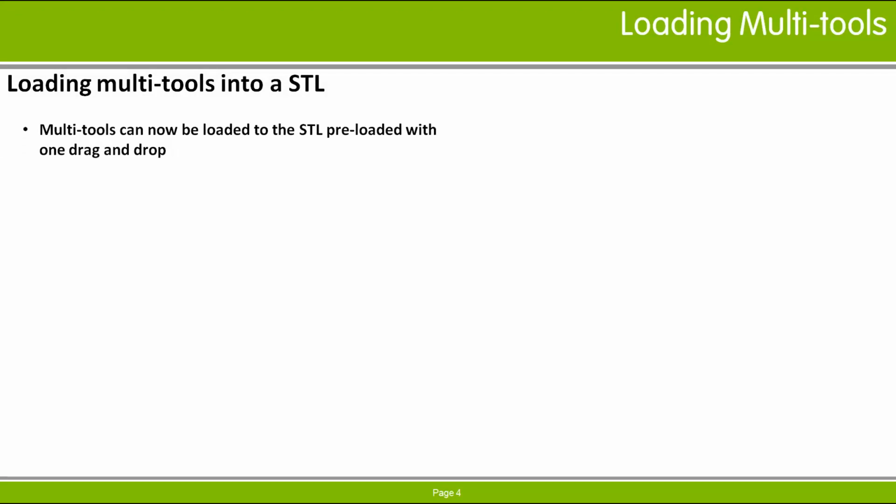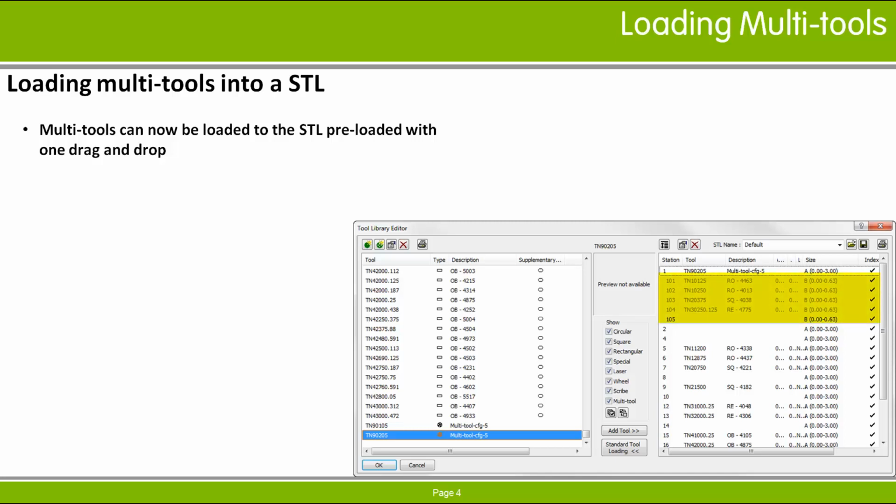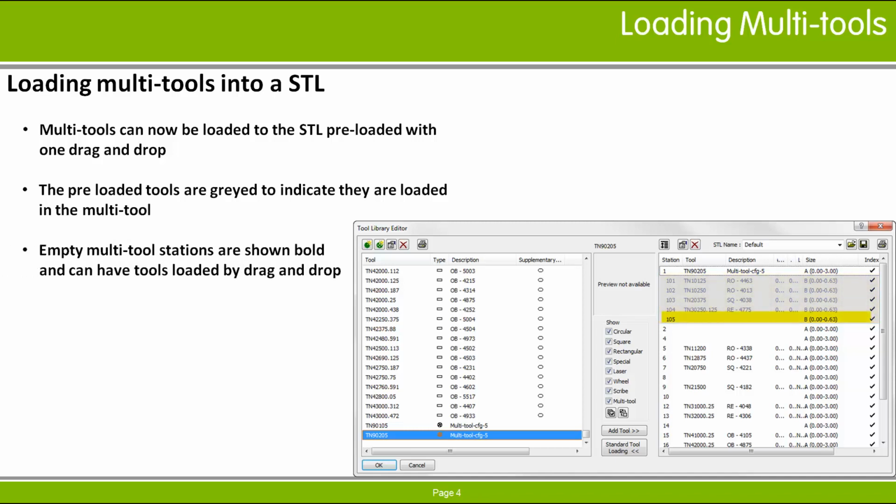When multi-tools are preloaded using the Add Multi-Tool dialog, then loading the multi-tool into the standard tool loading can be done using drag and drop, just as with standard single tools. The preloaded tools are grayed to indicate they are loaded in the defined multi-tool. Any empty multi-tool stations are shown bold and allow a tool to be dragged and dropped into that open multi-tool station, supporting the traditional method of defining multi-tools. Selecting the OK button after loading the multi-tool prompts to save the current STL, necessary if the multi-tools are to be used by auto-tooling. Let's review this in Radan.